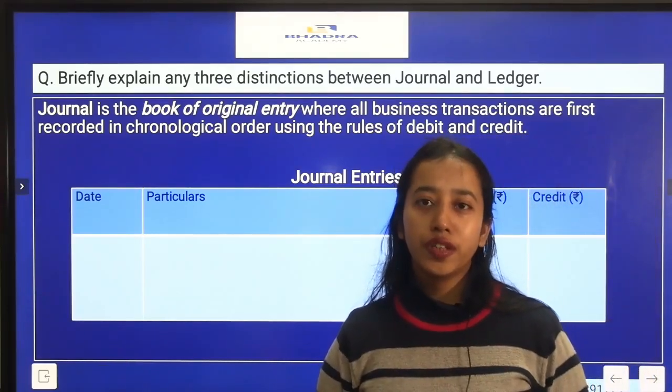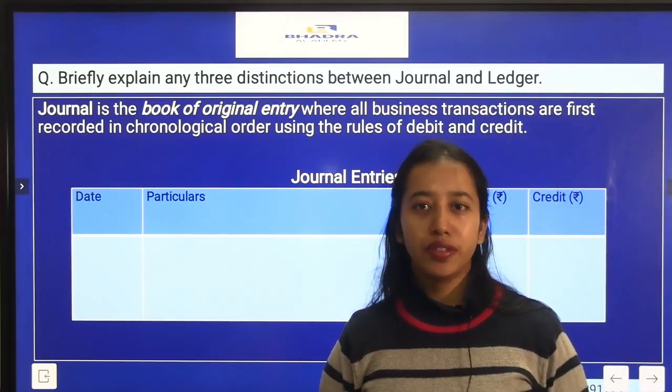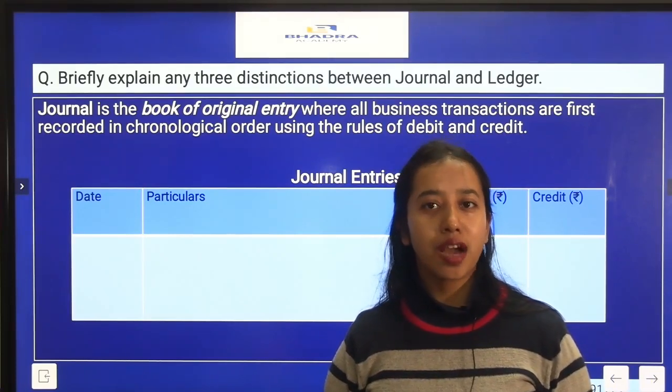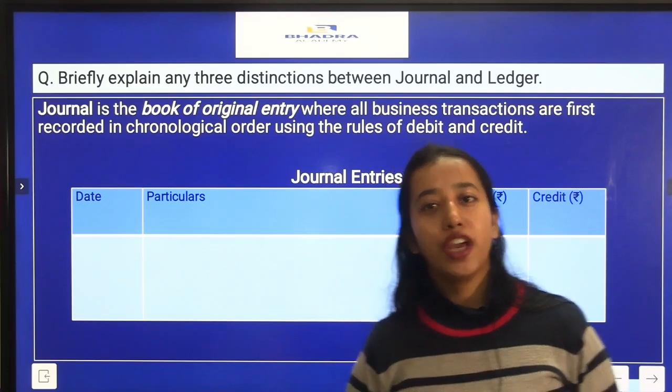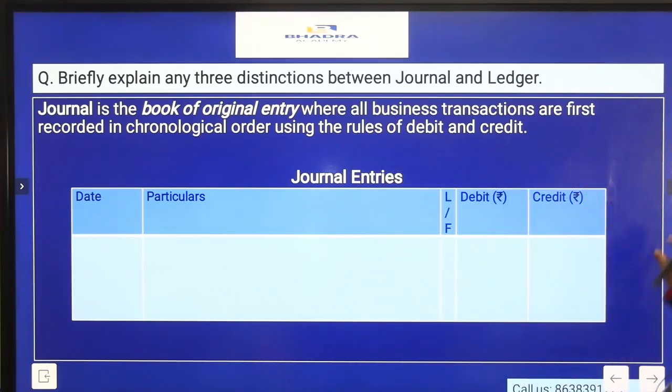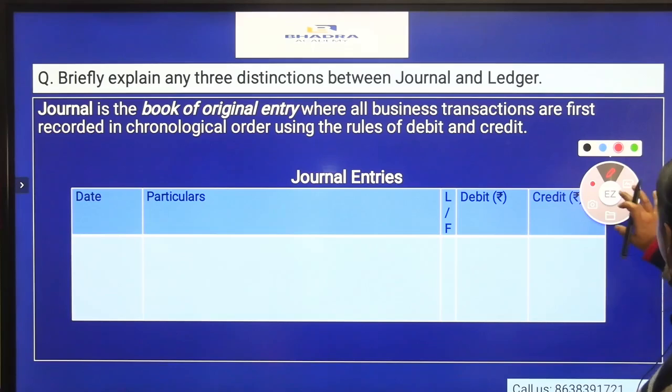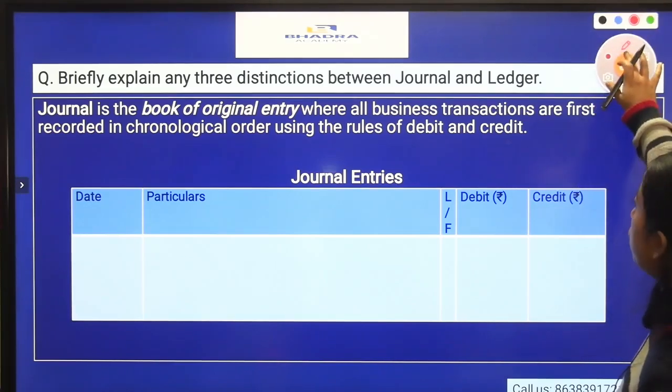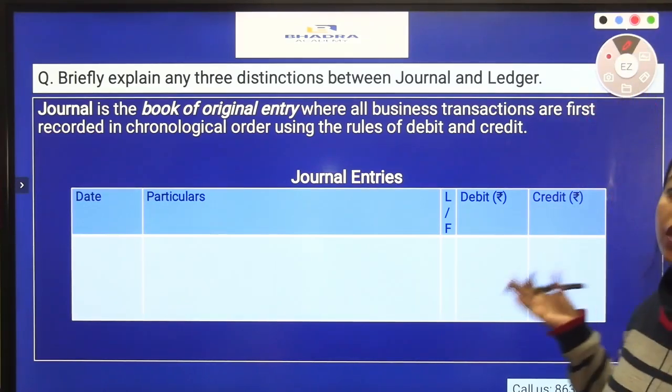Hello students, today we will discuss a question that came in a previous year accounts exam held by the Assam Higher Secondary Education Council. So the question we have here is, briefly explain any three distinctions between journal and ledger. Here it is asked to make distinctions or distinguish or difference between a journal and a ledger.